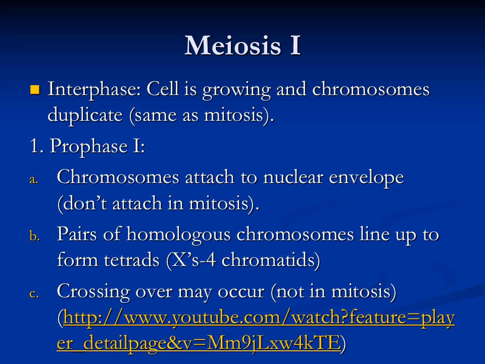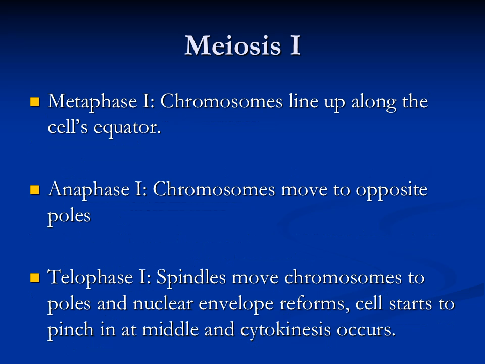So, just another quick overview. Meiosis I, there's interphase. The cell is growing and chromosomes duplicate. That's the same as mitosis. Then we have prophase I, where the chromosomes attach to the nuclear envelope. The pairs, we have 4 X's forming, and then crossing over. We'll watch a quick little video on that in class, so don't worry about that right now because you won't be able to click this link in the video. But prophase is exactly the same as in mitosis.